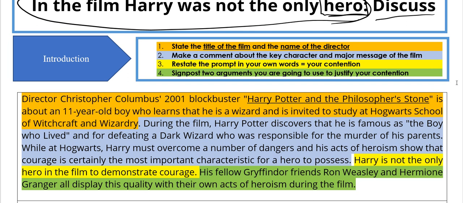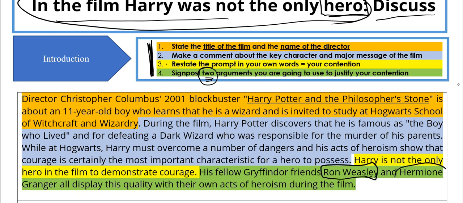The introduction has four main parts. These have been highlighted for you, so you can pause this video at any time to have a look closely. So the first section of the introduction asks you to state the title of the film and the name of the director. Then you're to make a comment about the key character and the major message of the film. Then you need to restate the prompt in your own words. You can turn it into a statement. And then you need to formulate and identify your two arguments. In our case, we're arguing that Ron Weasley and Hermione Granger are heroes.